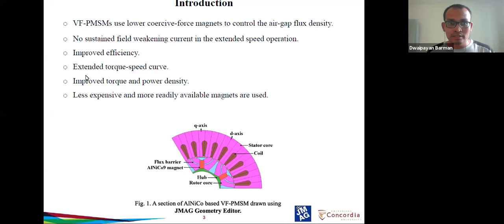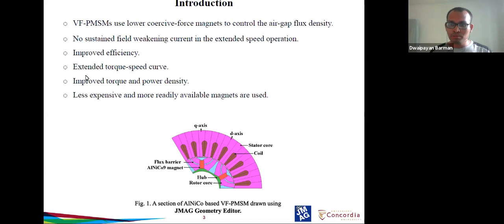That is why there is no requirement of additional continuous d-axis current in the extended speed operation, and the efficiency and torque of the variable flux PMSM in the extended speed operation is higher compared to the rare earth permanent magnet synchronous machine due to the elimination of this continuous additional negative d-axis current. Also, the alnico-9 magnets are less expensive and they are readily available in the market.